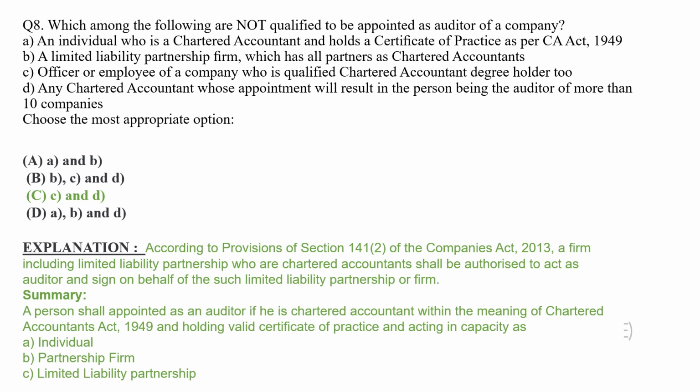So these two persons out of the 4 options are not qualified to be appointed as auditor of a company. So who will be qualified? Any individual who is a chartered accountant and holds certificate of practice, and any limited liability partnership firm which has all partners as chartered accountants. So let us see in detail who all will be qualified to be appointed as an auditor.